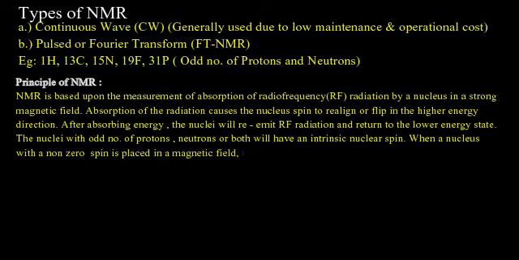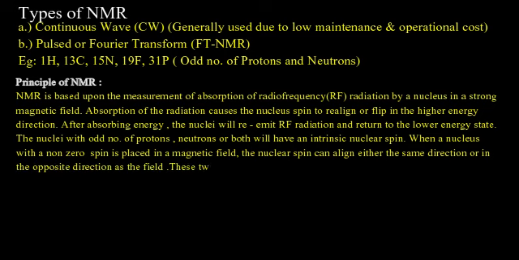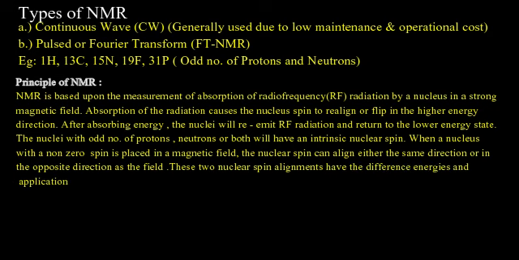When a nucleus with a non-zero spin is placed in a magnetic field, the nuclear spin can align either in the same direction or in the opposite direction as the field. This was clear in the above picture.